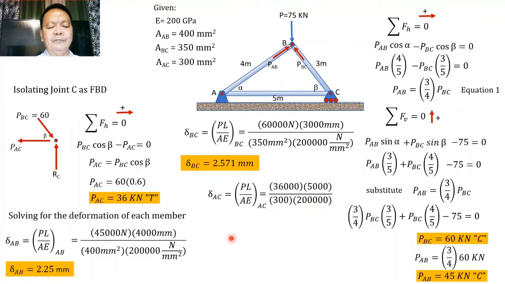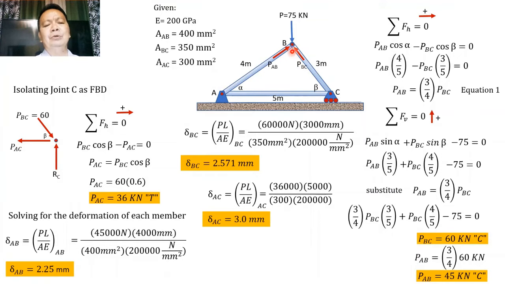Now, simplifying this, solving for the deformation of AC, AC will have a deformation of 3 millimeters. So what shall we do next? After we have computed the deformation, we will try to find out how the position of B will be moved. That is what we are looking for here: the movement of B in terms of its horizontal and vertical components.